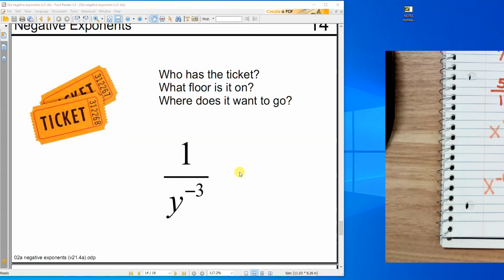I draw the 2-story building. The 1 doesn't have a ticket, stays where it's at. The Y has a ticket, goes up to the top. Put a 1 in the denominator.